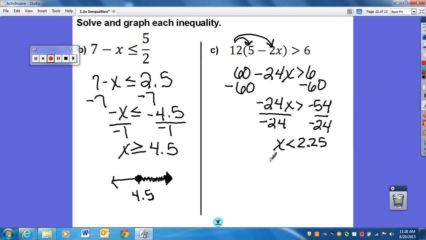Now I'm going to graph my solution. So I'm going to draw my number line, making sure I have arrows on both ends, and I have labeled my solution with a tick mark at 2.25. My inequality symbol is less than, so that's going to be an open circle, and x is less than, meaning my values are smaller than 2.25, which means I'm going to shade to the left.